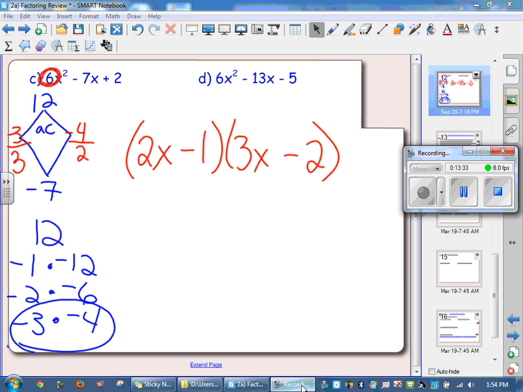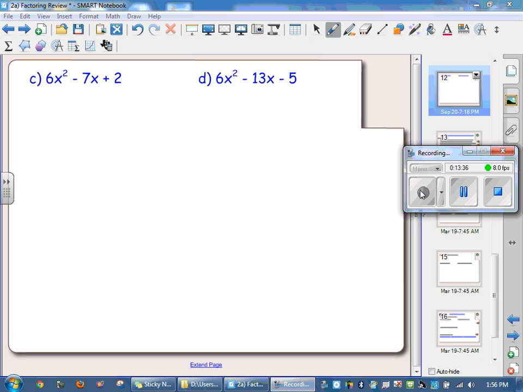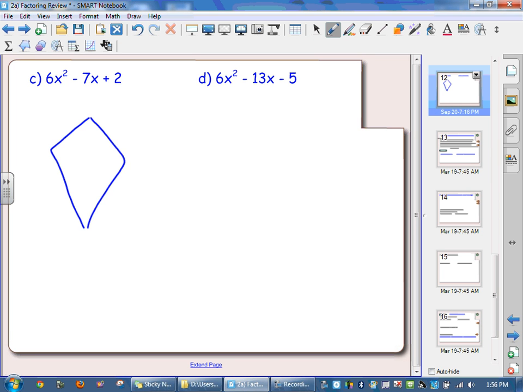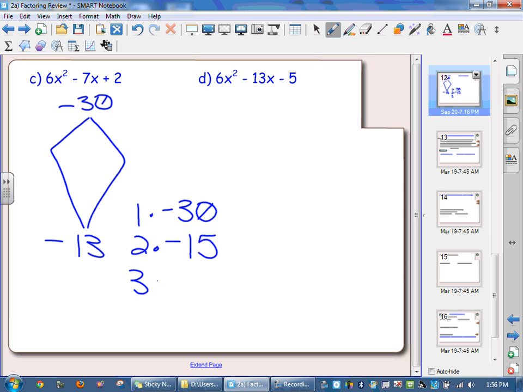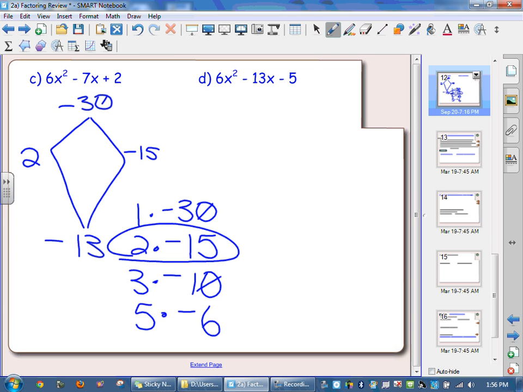Okay, now we're going to take a look at D. When I look at my diamond on letter D, I'm going to have negative 30 and negative 13. So, 1 times negative 30, 2 times negative 15, 3 times negative 10, 5 times negative 6. Which ones add to negative 13? 2 and negative 15. So I know my wings are 2 and negative 15. Now I need to see if I'm going to divide them by 1 and 6 or 2 and 3. How come? Because I have a 6 again in front. So am I going to start my brackets with a 2x and 3x or a 1x and 6x? 2 and 3, good. He divides by the 2, he divides by the 3.